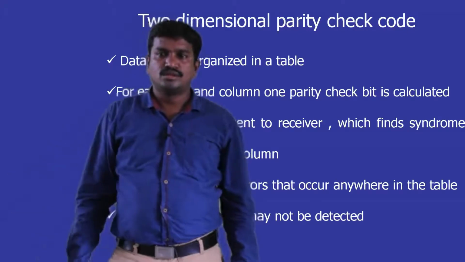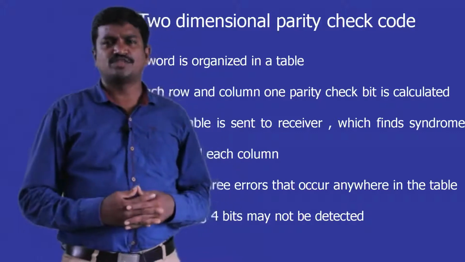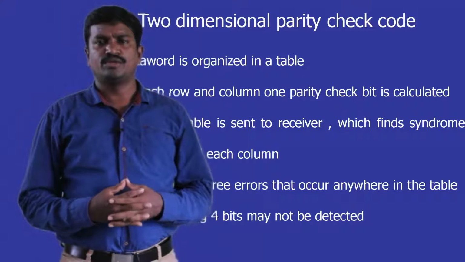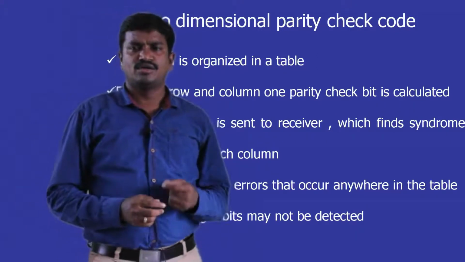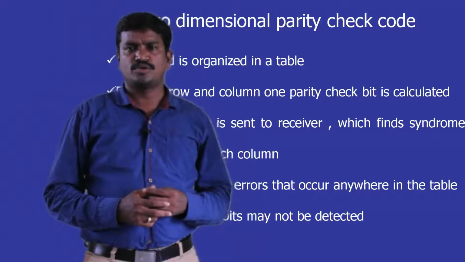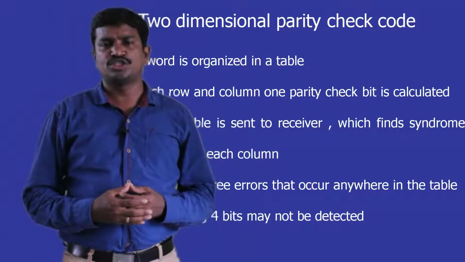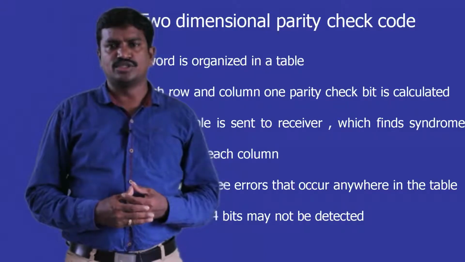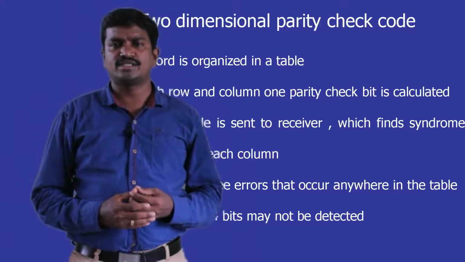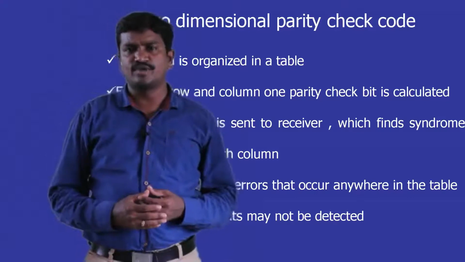In this video, we talk about one more enhancement to the simple parity check method. By using the simple parity check method, we can detect only 1-bit errors. It is not possible to detect errors in even numbers of bits. It is possible to detect 1-bit, 3-bit, and 5-bit errors. Odd bit errors can be detected easily in the previous method that we call simple parity check.